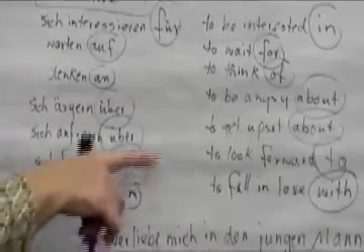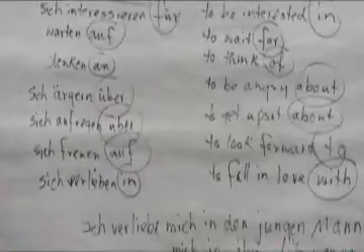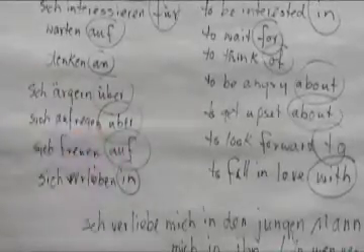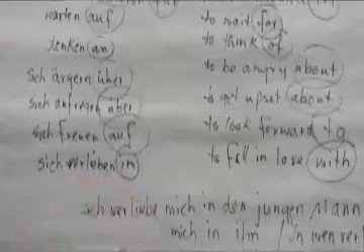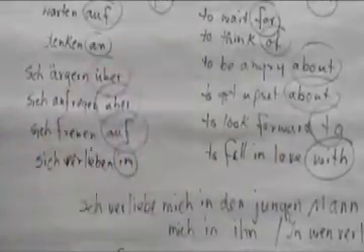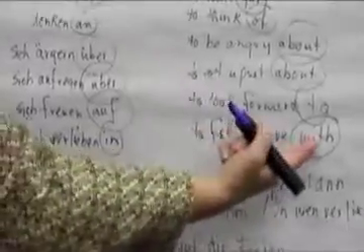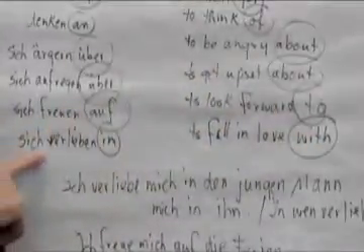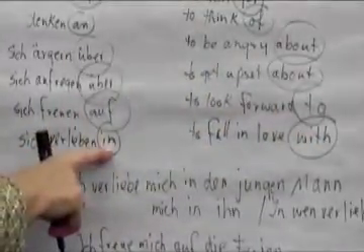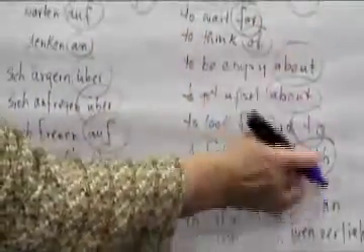Sich freuen auf, to look forward to. Again, auf requires the accusative. Und sich verlieben in, to fall in love with, again requires the accusative. In English we say you fall in love with. In German you say sich verlieben in. So you see, the translation comes out differently, uses different prepositions in English. All right.